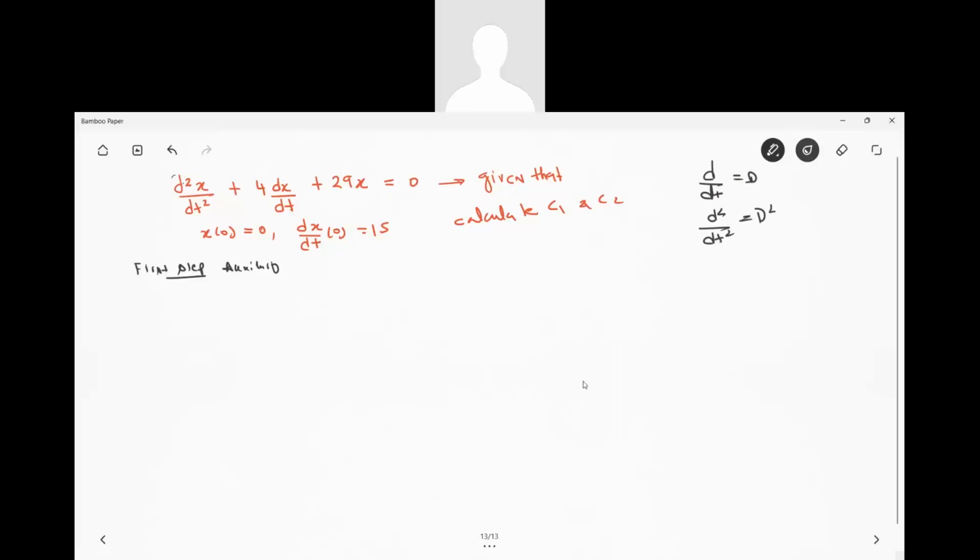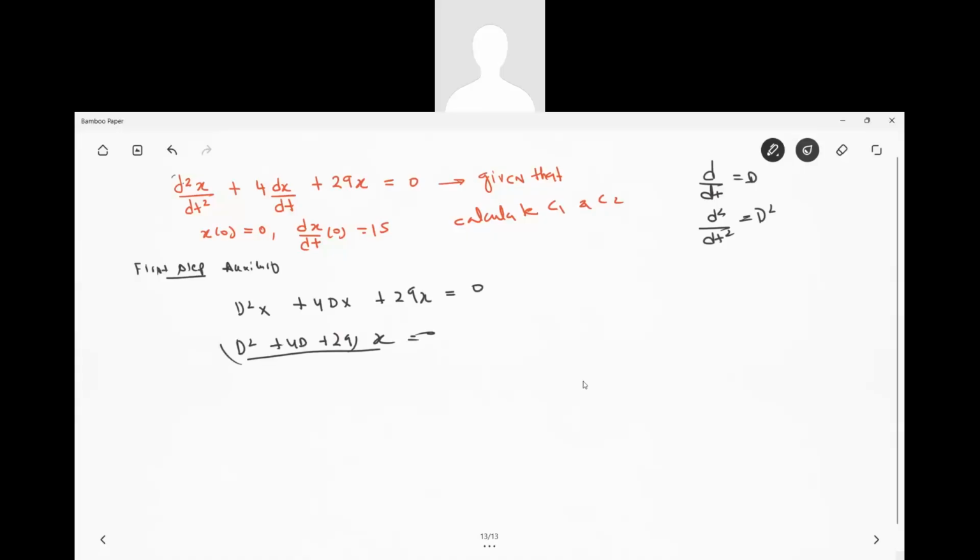So this would be equal to D square x plus 4 dx plus 29x equals 0, correct? Then here you put D square plus 4D plus 29, and x you take down there, equal to 0.